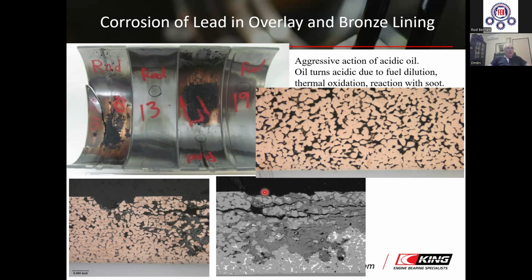A trimetal bearing affected with the corrosion of lead, both in the leaded bronze lining and in the leaded overlay, is depicted in this photo. You see the black spots on the bronze surface, and you see in the cross-section image the black corrosion products inside the bronze lining. Oil becomes acidic as a result of fuel dilution, thermal oxidation, and reaction with soot.